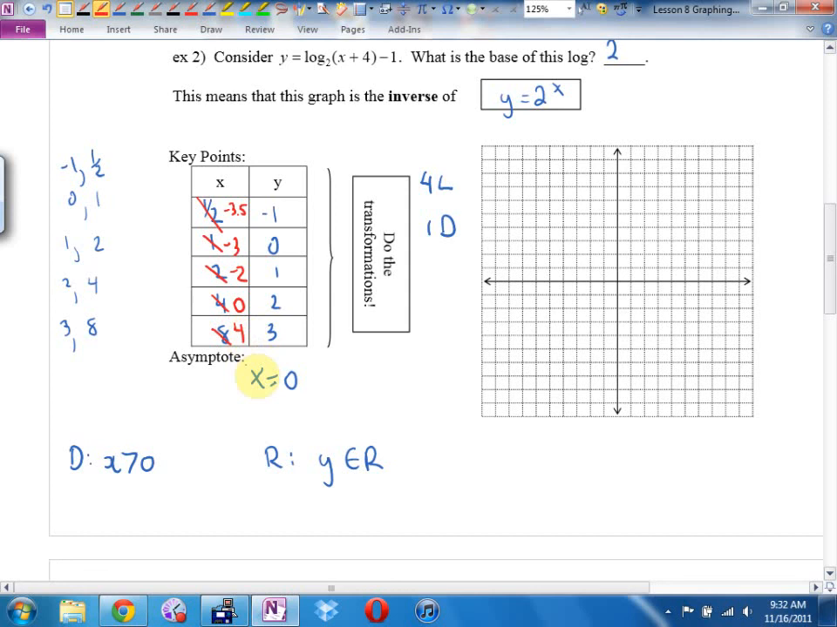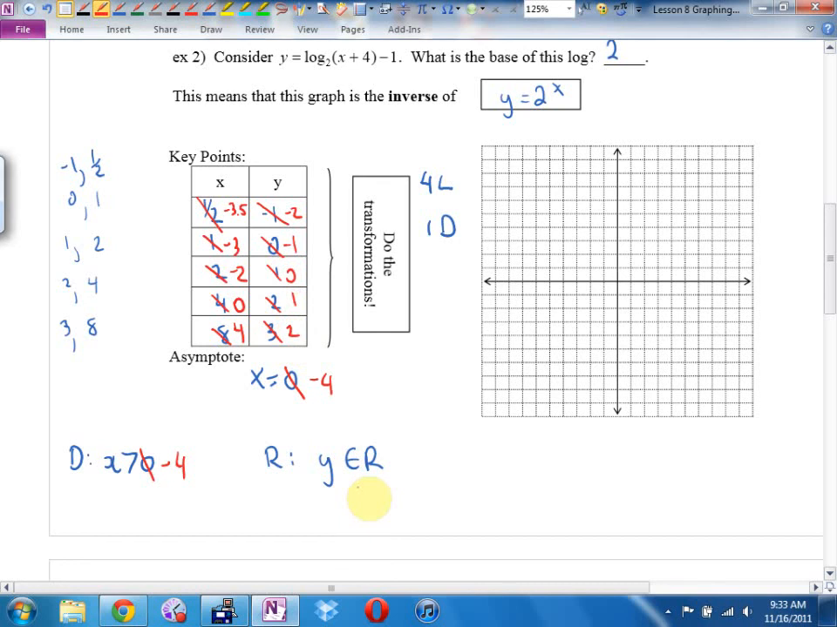Oh, look. Asymptote, not x equals 0. X equals negative 4. 4 left, yes. Range, oh, look. Not x bigger than 0. X bigger than negative 4. Yes. Oh, no, that's a y. One down. Negative 2, negative 1, 0, 1, 2. Oh, and the range is all reals vertically. If I move all reals one down, I think I'm still all reals.